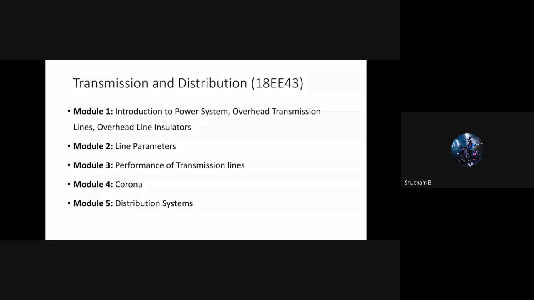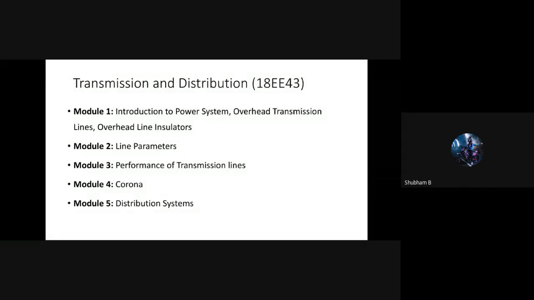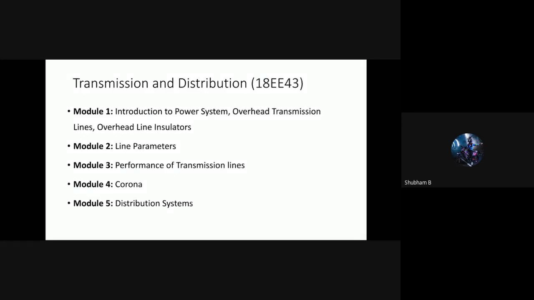Then module 4, it is corona, not the current pandemic that we are going through, but corona is a phenomenon in power system that you will come to know. So module 4 is about the corona, and module 5 is the distribution systems, because the subject is about transmission and distribution. Now, what is transmission, what is distribution, that I'll discuss first as an introductory class.